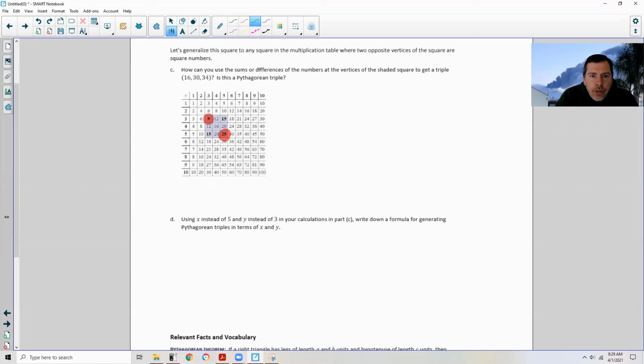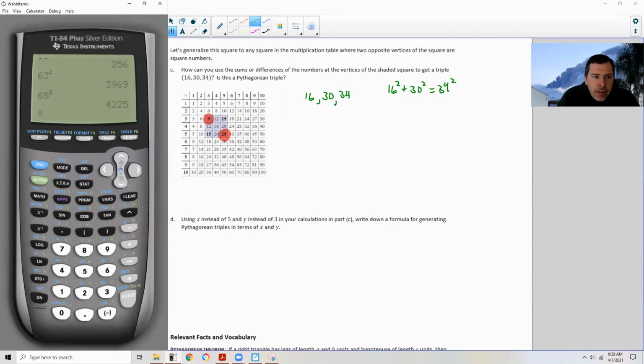Okay, so how can you use the sums or differences of the numbers at the vertices of the shaded square to get a triple? Well, in this case, these are 15, so 15 plus 15 is 30. 25 minus 9 is 16, and 25 plus 9 is 34. So if I check this now, 16 squared plus 30 squared should equal 34 squared. So if I get my calculator, let's just do it all at once now. 16 squared plus 30 squared, enter. 34 squared, enter. And lo and behold, that's the answer.